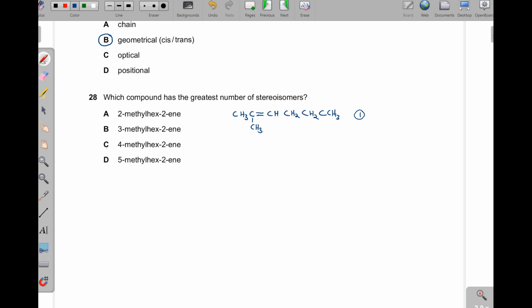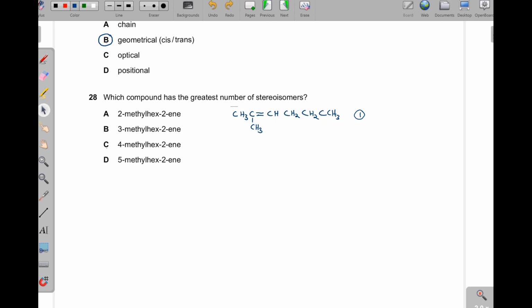Then let's go to this one here. By the way, this one has 2 groups attached to it. It has the hydrogen and then this other group here. They are different, but this one has identical. That is why the cis-trans isomerism fails. Then when we go to this one here, we just shift this CH3 to the third one here.